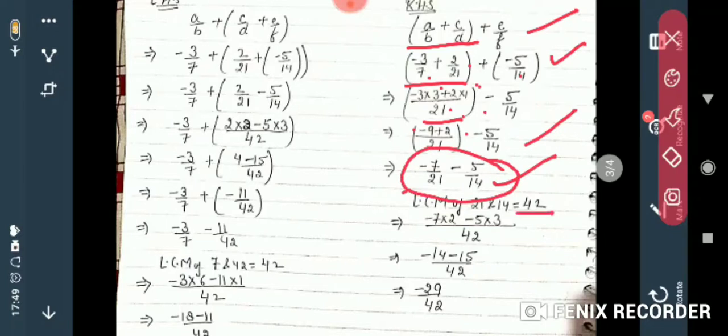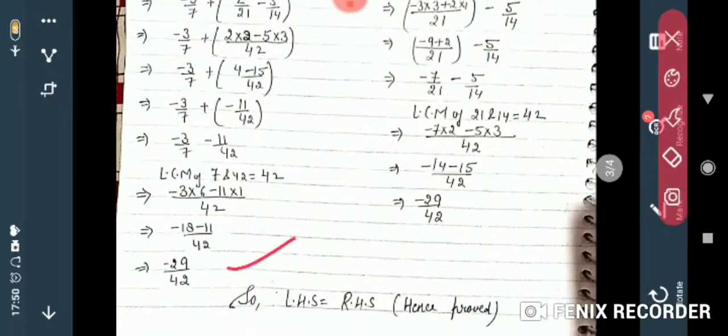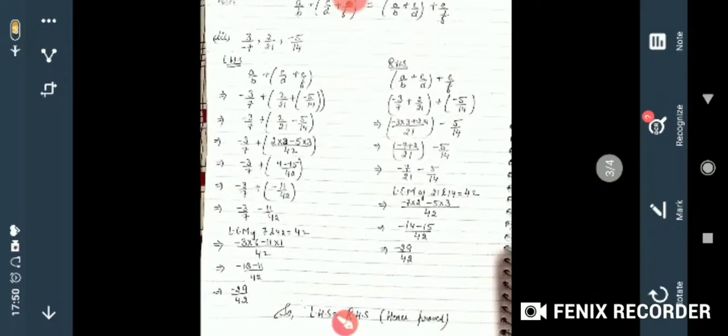So the LCM of 21 and 14 will be 42. So 21 twos are 42. So minus 7 multiplied by 2, minus 14. Then 14 threes are 42. So minus 5 multiplied by 3, minus 15. You will add minus 14 and minus 15. You will get minus 29 upon 42. Now just see, both LHS and RHS are equal. So it is proved.